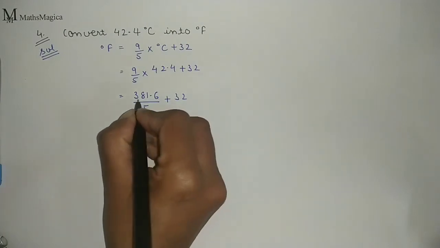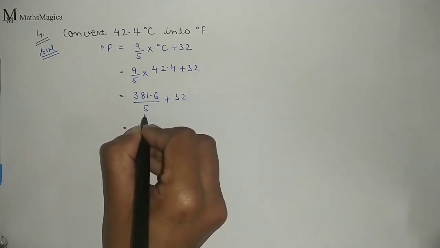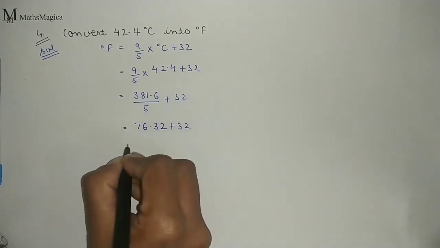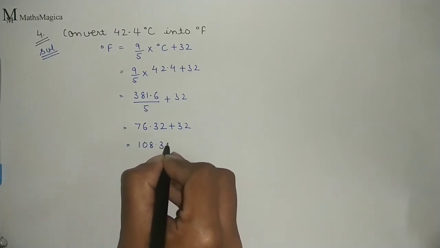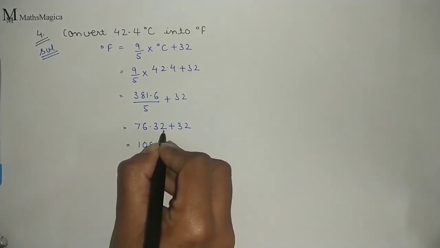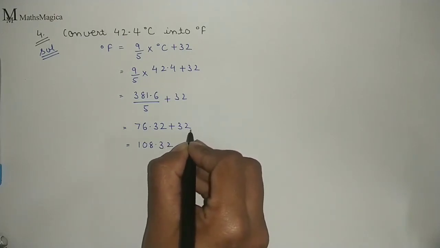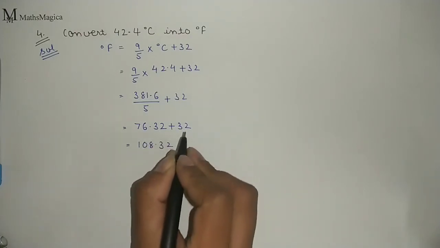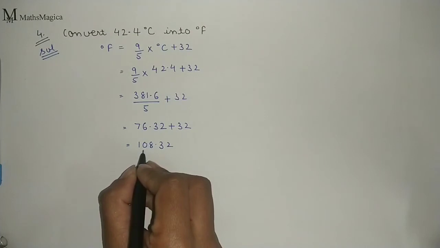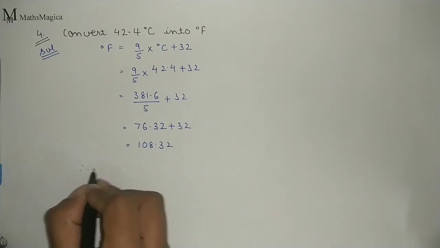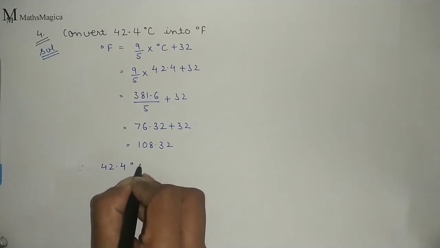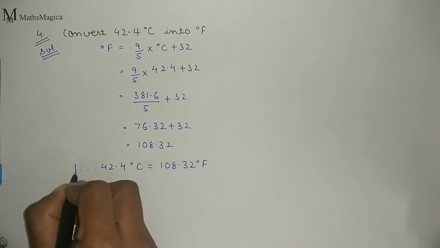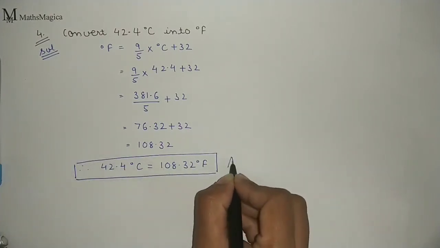Simplify it. 381.6 divided by 5 is 76.32, plus 32. You got 108.32. 76.32 is a decimal number. 32 is a whole number. Write it as 32.00, whole number part under whole number part and decimal part under decimal part. Then your answer is 108.32. Therefore, 42.4 degrees Celsius is equal to 108.32 degree Fahrenheit. This is your required answer.